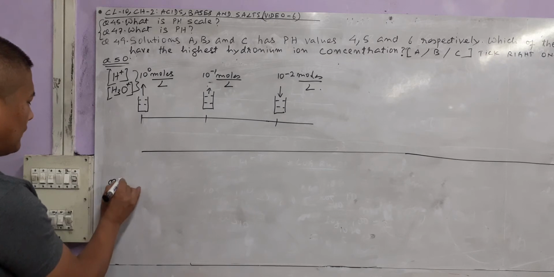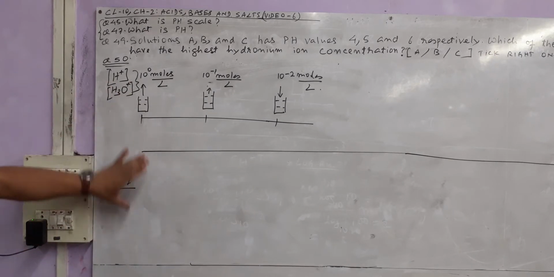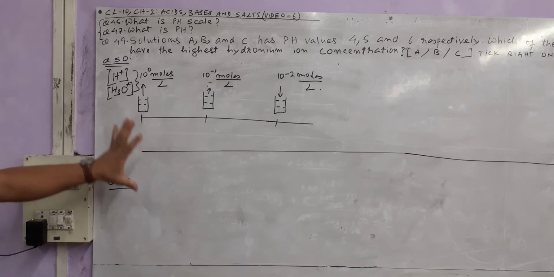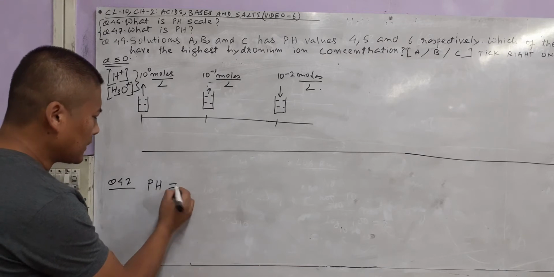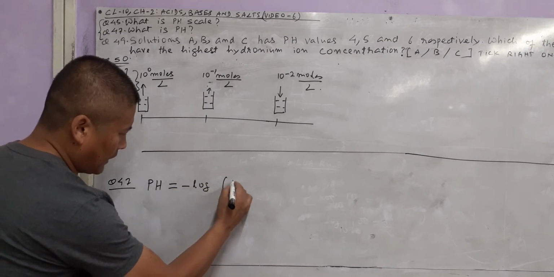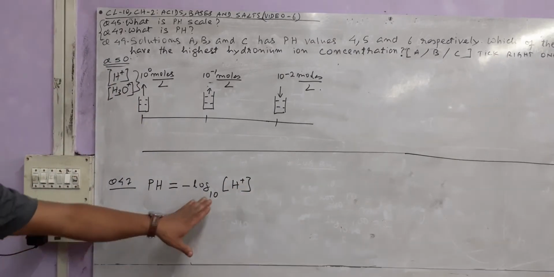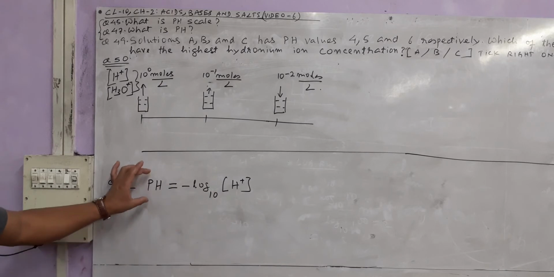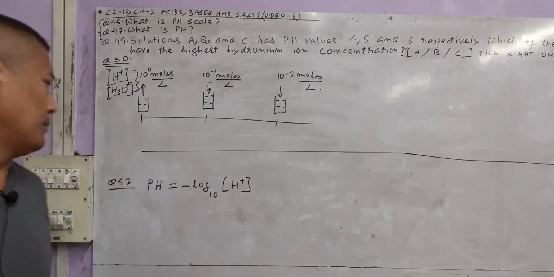So question 47 says, what is pH? Now before we go there, let us just find out the pH. So we know the definition of pH is negative logarithm of the hydrogen ion concentration in a solution to the base 10. You may or may not fully understand, but just memorize it. pH is the negative log of hydrogen ion concentration to the base 10.